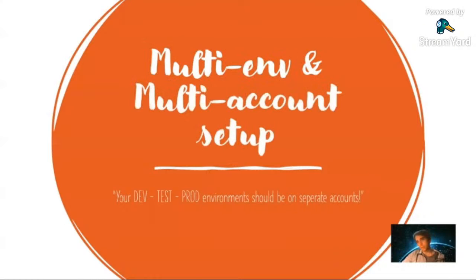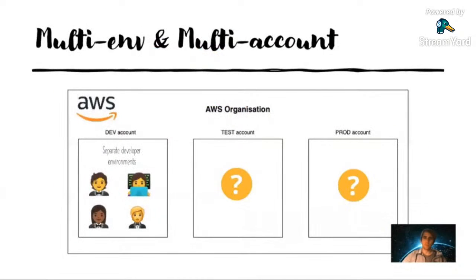Now, we added separate environments for our developers. Now, let's make this setup ready for production, and let's also create new environments, the test and the production environment, on other cloud accounts. So we're actually going to follow the same process here. Now we just want to add environments in other accounts, the test account and the production account.